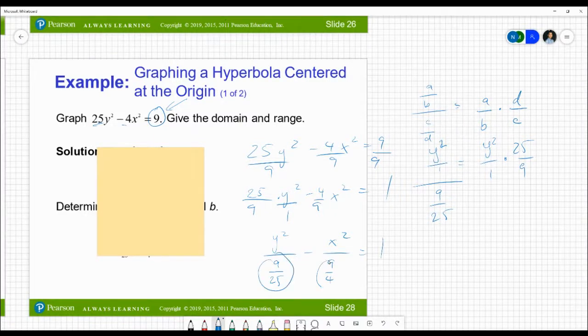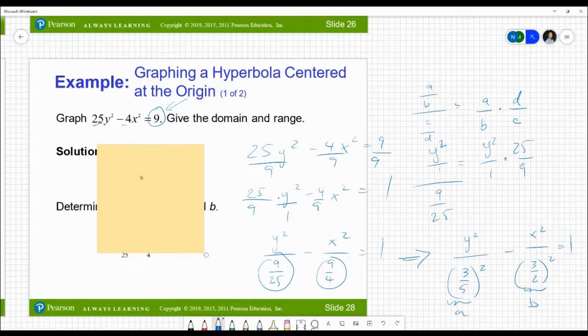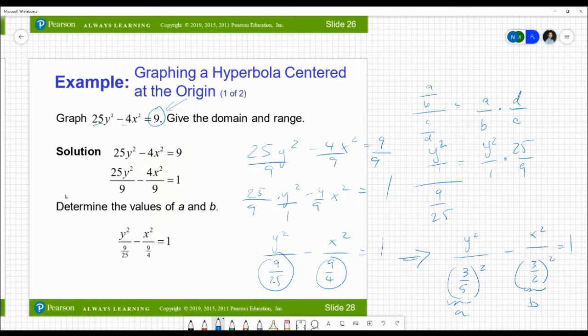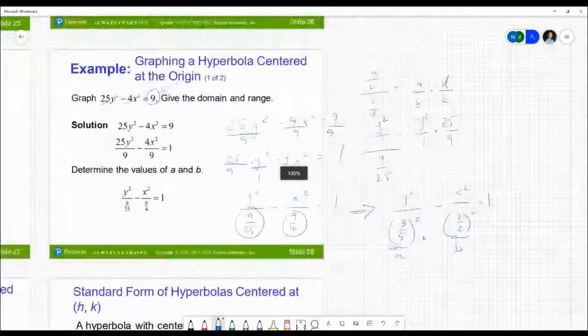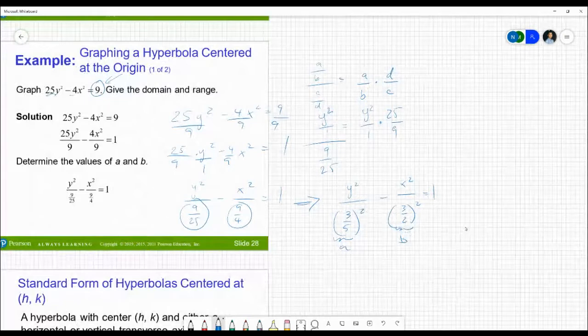So now this and this, you can rewrite as squares to determine your A and B. So 3 over 5 squared and 3 over 2 squared. So that's your A value, and that's your B value. Okay, so that's a little trick using algebra. Now we can graph this. We'll find out what the C value is and then plot your foci.